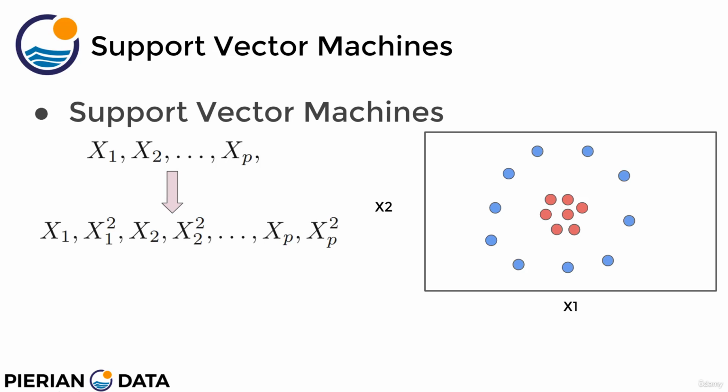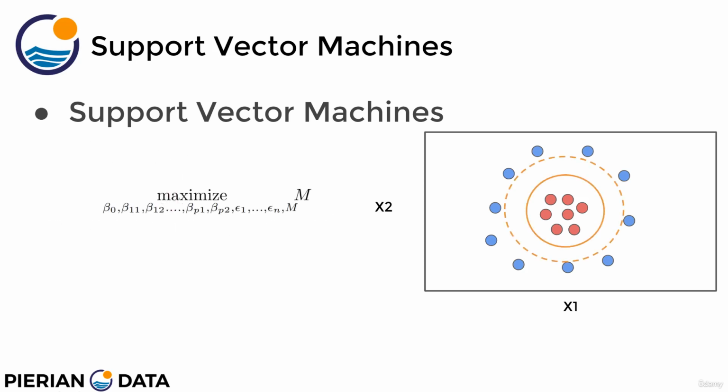And I could use something like a polynomial transformation using x1 and x1 squared, x2 and x2 squared, all the way to xp and xp squared, in order to try to figure out if there's a hyperplane in this larger feature space that will successfully be able to separate out these two classes. And I can still allow for misclassifications in this higher feature space. So again, what I want to do is maximize this margin, but now I have a lot more beta coefficients to consider depending on the feature space that I'm expanding this to.